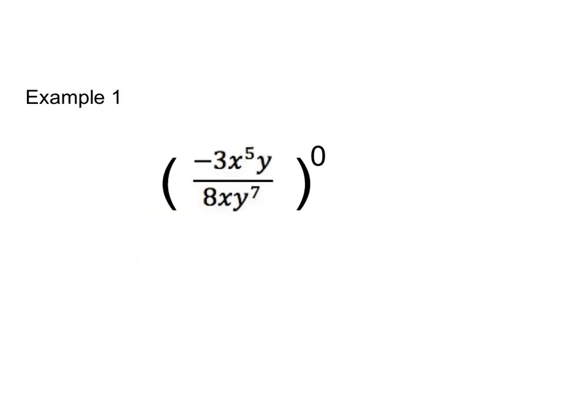examples. So here's an example. Go ahead and write this down, and then go ahead and answer it and then come back to me. So this answer is just 1. And the reason why is because all of this that's inside the parentheses, all of it is being raised to the 0 power. And anything raised to the 0 power is 1.